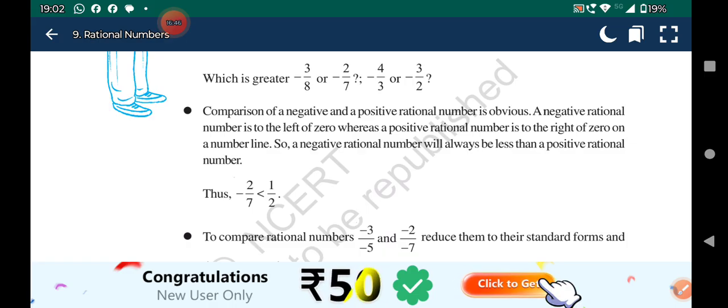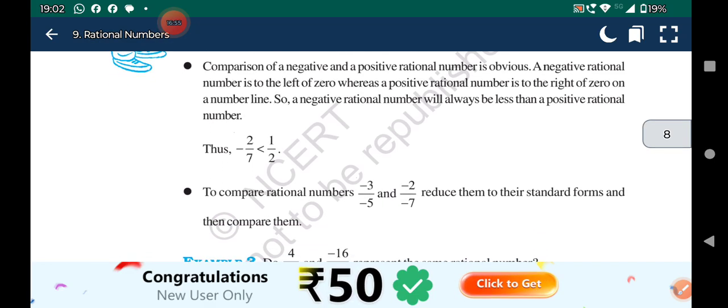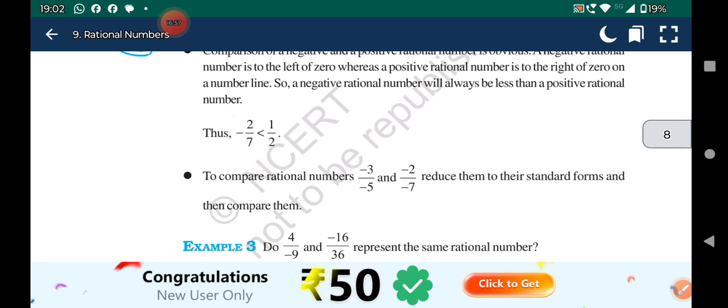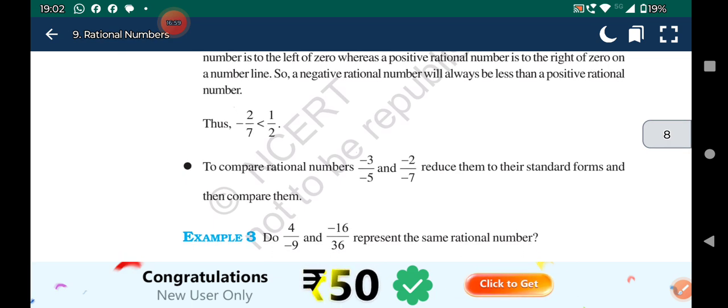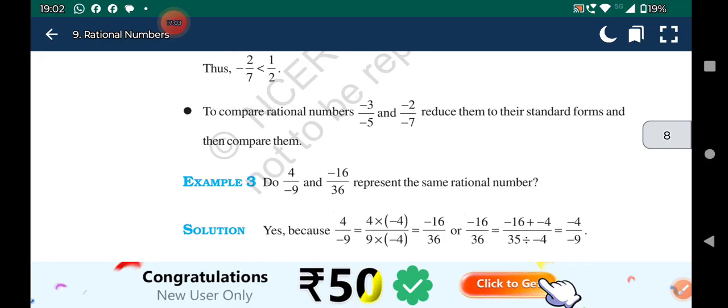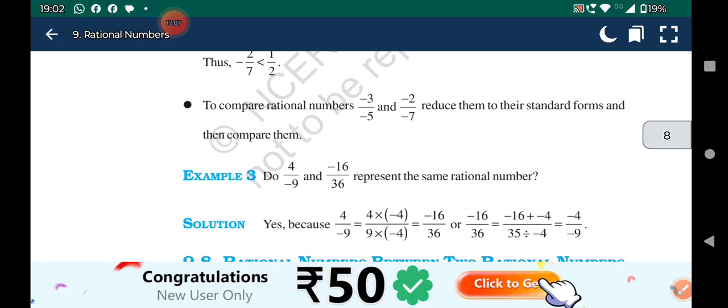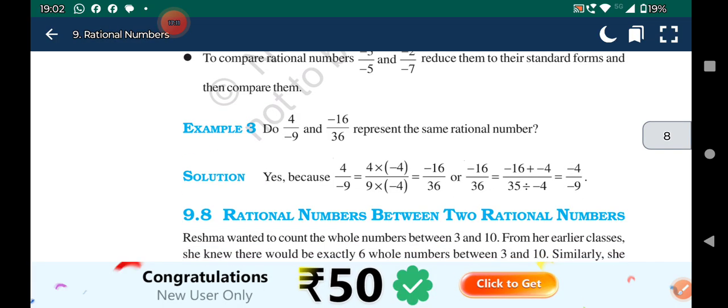Comparison of a negative and a positive rational number is obvious. A negative rational number is to the left of 0, whereas a positive rational number is to the right of 0 on the number line. So, a negative rational number will be less than a positive rational number. Thus minus 2 by 7 is less than 1 by 2. To compare rational numbers minus 3 by minus 5 and minus 2 by minus 7, reduce them to standard forms and then compare them.